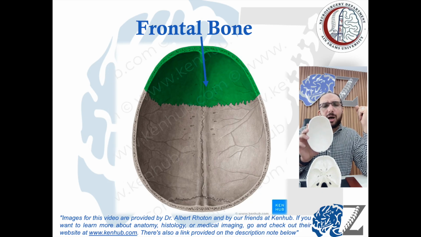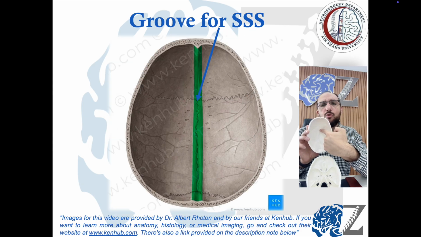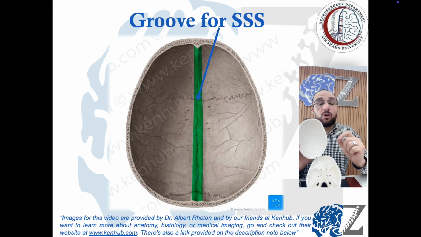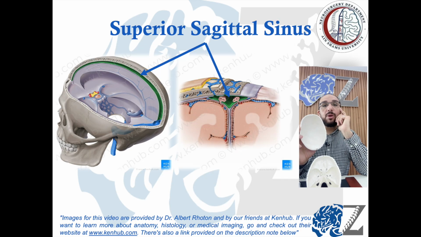But there are some other features you can see within the calvaria from inside. There is a groove in here, in the midline. Yes, there is a groove that goes backwards from the frontal bone to the parietal bones. This groove is called the groove for the superior sagittal sinus. The superior sagittal sinus was a dural venous sinus that was related to the medial longitudinal fissure of the brain. Yes, and it forms a groove in here.